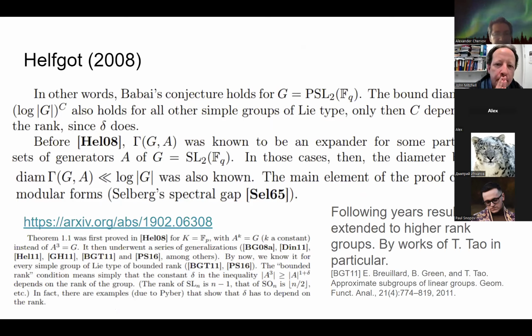Some recent results: for example, Harald Helfgott made a breakthrough in 2008. He proved this conjecture for SL2, for 2x2 matrices. There were some follow-up works, including by Tao and others, where they extended this to some larger matrices. But still, as far as I understand, in full generality the conjecture is not solved yet.